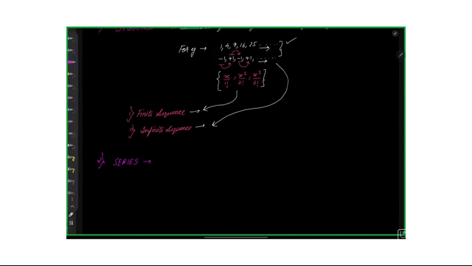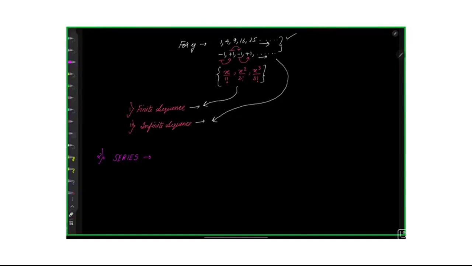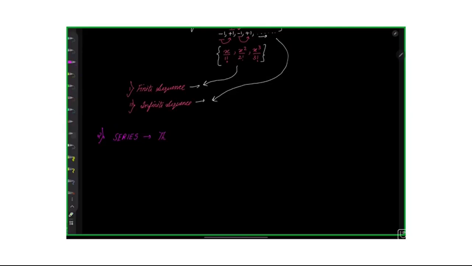For example, here you saw individual terms separated by commas. Now, if you add all the terms together, it will be nothing but a series. Right. The indicated sum of all the terms of a given sequence is a series.